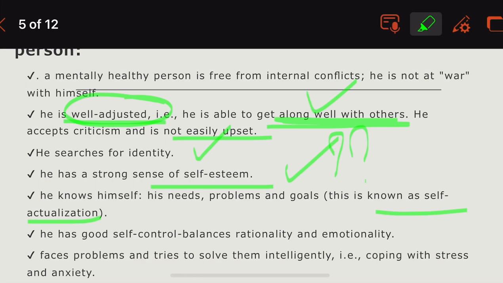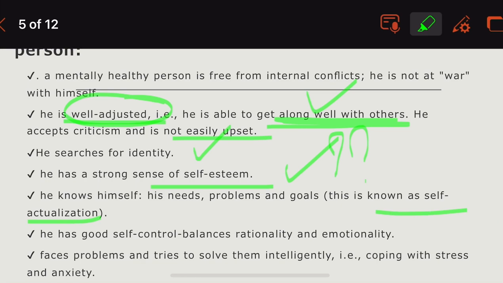What is the mentally healthy person? A mentally healthy person will accept the criticism well. He will look for identity, good self esteem, and self actualization will be there. Once we start with self actualization, the progress of a person starts. Once I know what my goals in life are, I'll start to work towards them. I become mentally healthy, and the physical health will also be improved by that.